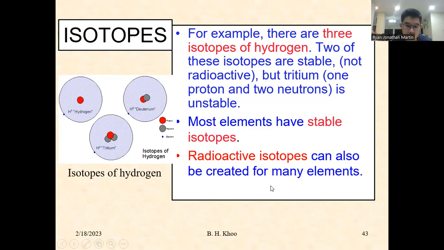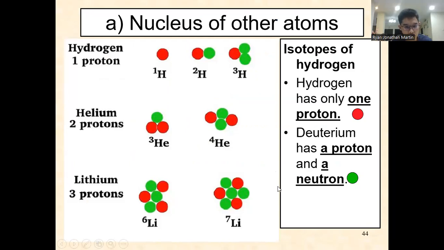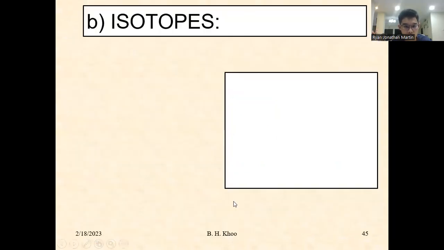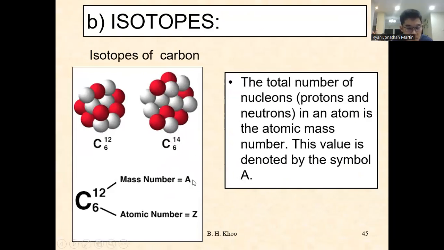Radioactive isotopes can also be created for many elements. That's a man-made one, it doesn't exist naturally. Okay, so these are various atoms with their isotopes. Isotopes of carbon, there's 12 and there's 14. 6 is still the same, that is always the same. The total number of nucleons, protons and neutrons, in an atom is the atomic mass number. We usually denote it by A.